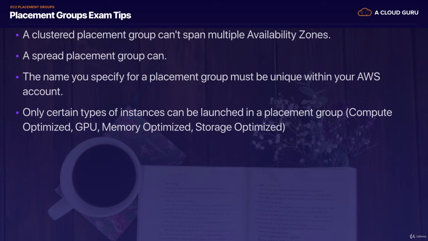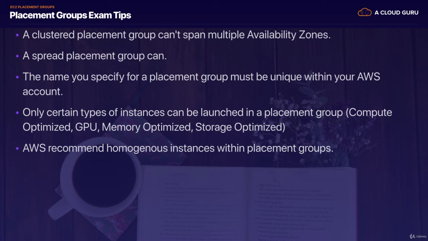and only certain types of instances can be launched into a placement group. These will be things like compute optimized, GPU or memory optimized, or storage optimized. Remember that AWS recommends homogeneous instances within placement groups, so you shouldn't have all kinds of different instance types in your placement groups. You can, but AWS do not recommend that.